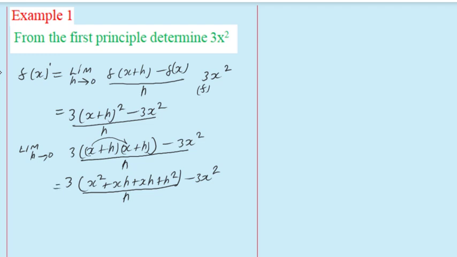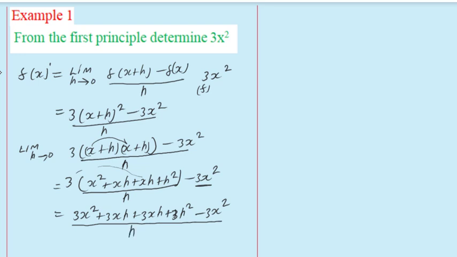So with this, we can open the bracket. So I have 3x squared, then 3 times xh, we'll have 3xh, then 3 times xh again, we have 3xh, and then 3 times h squared, we'll have 3h squared. Then I subtract 3x squared, this one here, and then everything divided by h.